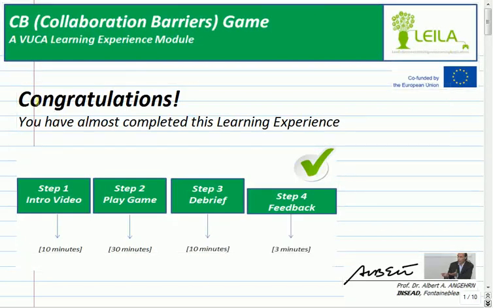Welcome again, and this time, congratulations, because if you are here, it's because you have been able to successfully complete the 3 steps of our collaboration barriers game. Now, what we want to do together is to try to debrief a little bit the experience of the first 2 steps and basically draw some conclusions about collaboration barriers.